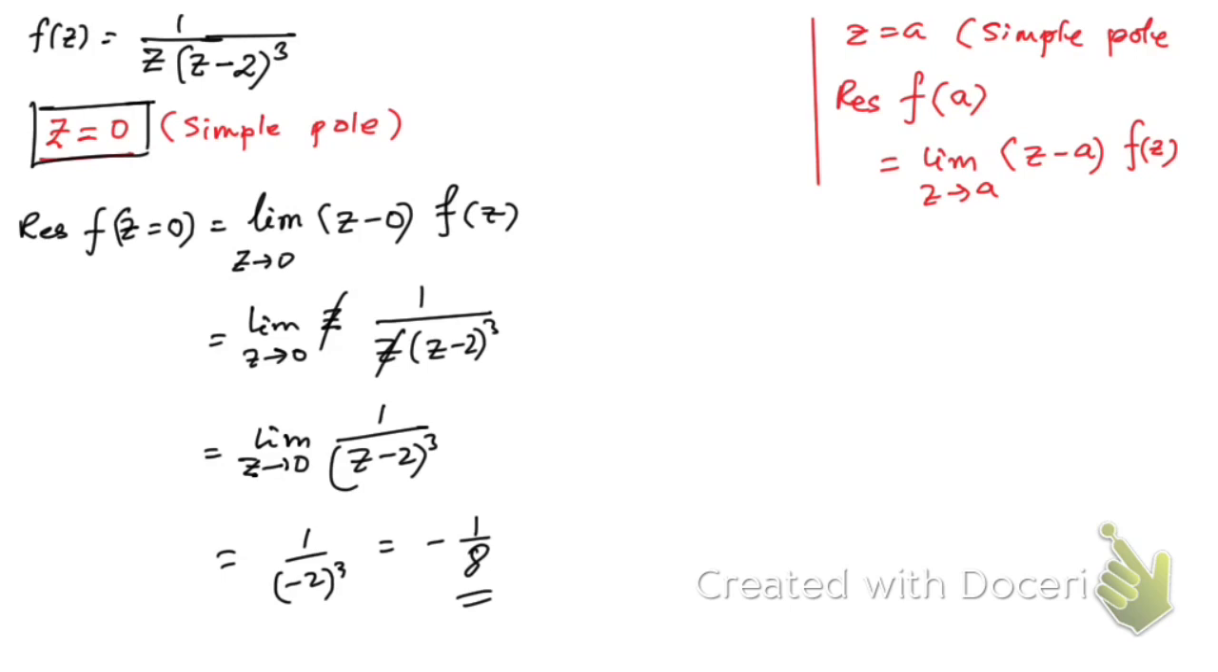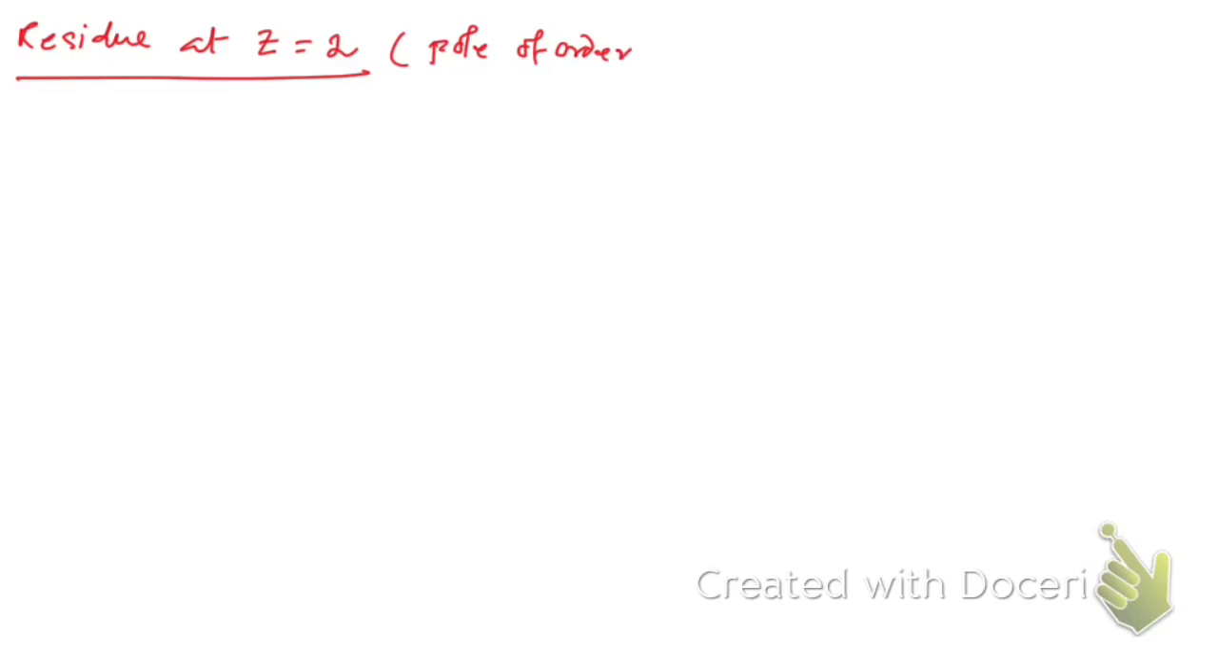This is the residue at z is equal to 0. Now let us obtain the residue at z is equal to 2. Okay, let me go to the next page. Now here you see the residue at z is equal to 2. Here this is a pole of order 3.